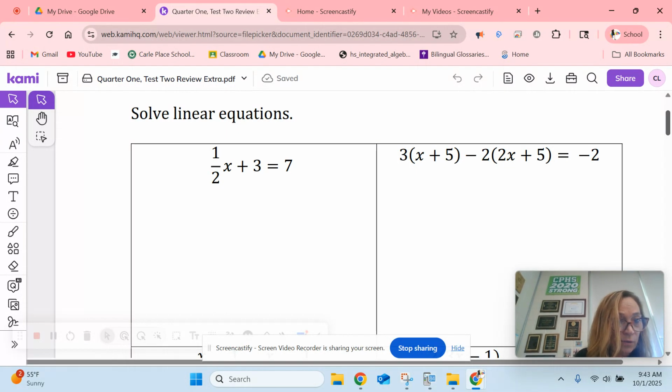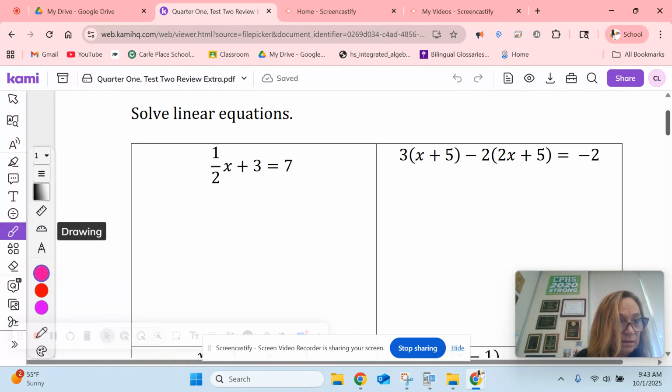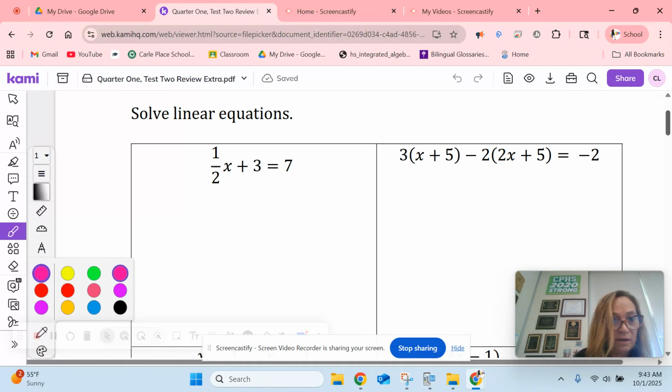And hold on, the pen's not working. Come on, pen. Okay, hopefully now it works.